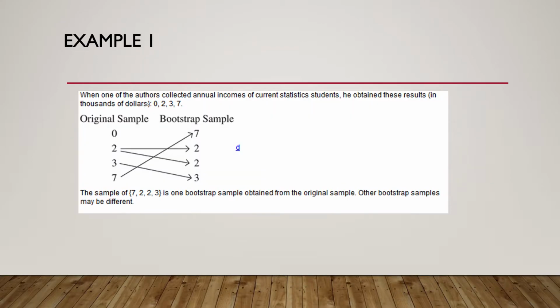An example of what this bootstrap sample is referring to. When one of the authors collected annual incomes of current statistics students, he obtained these results in thousands of dollars: 0, 2, 3, and 7. And we could form ourselves a bootstrap sample by taking 7, 2 values of 2, and 1 value of 3. So a sample of 7, 2, 2, 3 is one bootstrap sample obtained from the original sample. Other bootstrap samples may be different, but this is just one variation thereof.